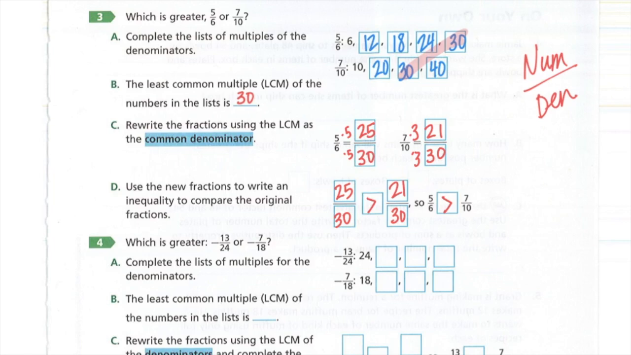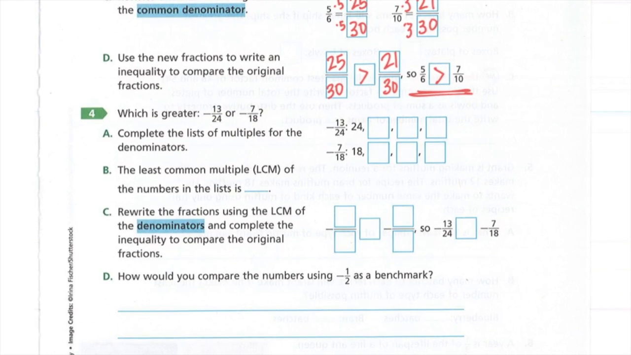If you find a common denominator, you can compare them a lot faster than trying to guess. It's kind of like what we did at the beginning of the week when we put them on the number line. We gave them common denominators to figure out where they would go. All right, let's try one more, this time with some negative fractions. Same idea. Which one is greater, negative 13 24ths or negative 7 18ths? Complete the list of multiples. Just like before, I want you to pause this time though and write out your multiples.